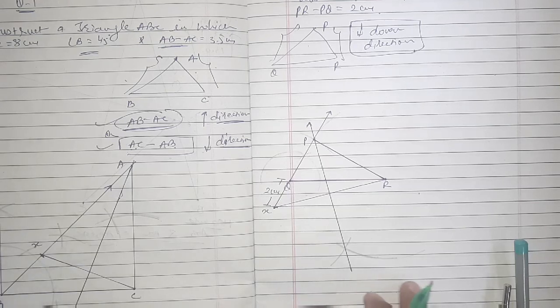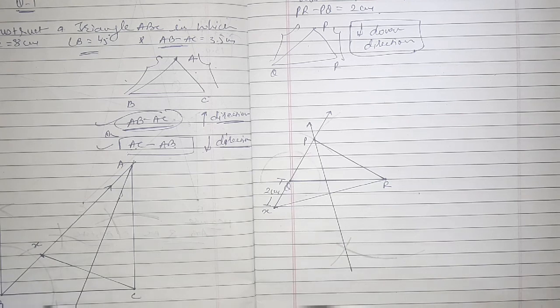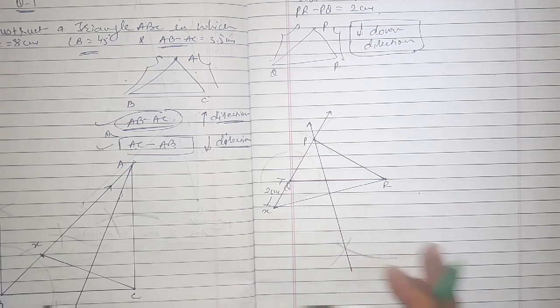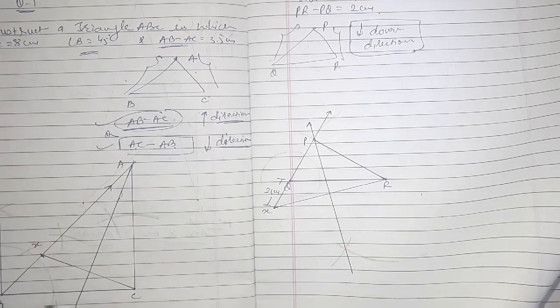Now we have to construct question number 5. First of all we construct question number 5, and after that question number 4, because question number 5 is the type of triangle which is the addition of two sides. Sum of two sides. First of all, we have to construct question number 5.